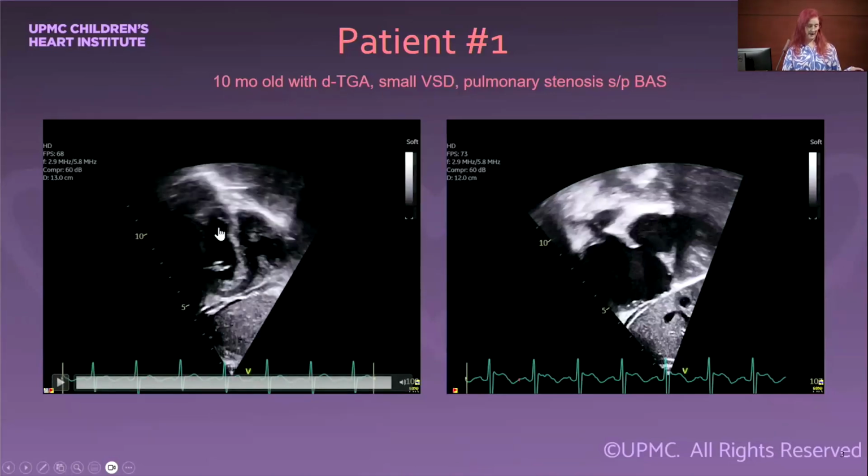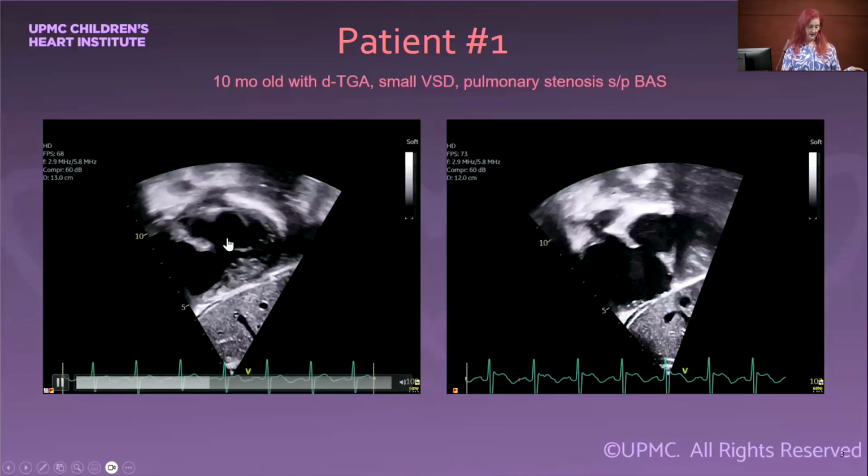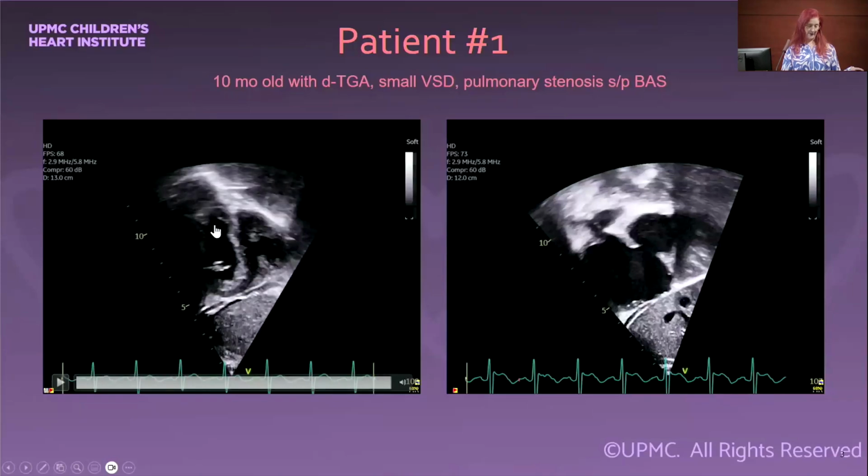This is the aortic valve. I'm going to let that play again. And you see the pulmonary valve here and the aortic valve is here.